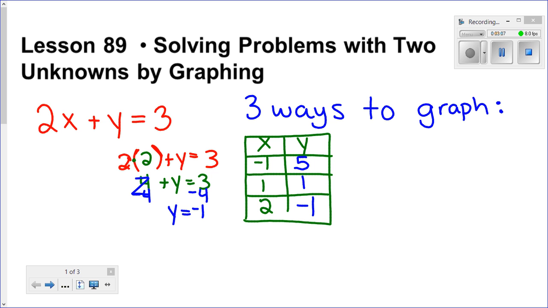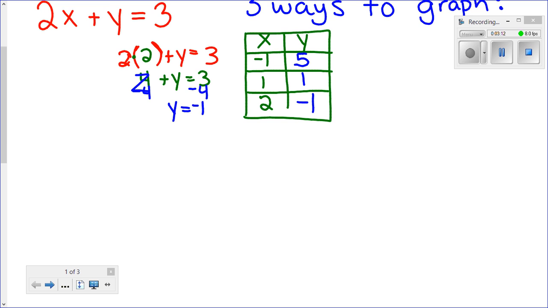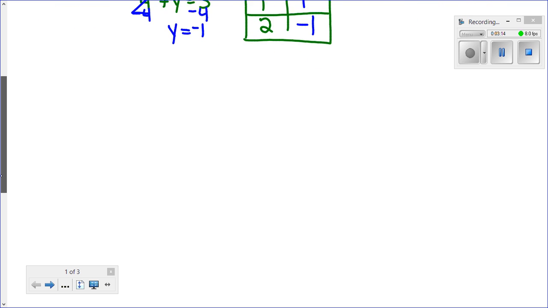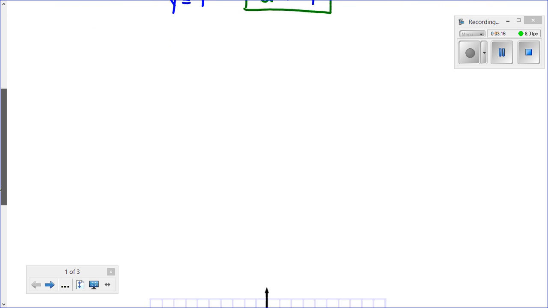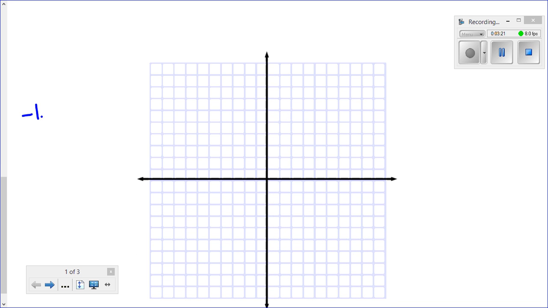Okay, so this is one way to graph a line. We now have 3 points. On our graph, we're going to put those 3 points: (-1, 5), (1, 1), (2, -1). These are our 3 points that we need to graph. So we will go to -1, then 1, 2, 3, 4, 5. Then to the right 1 and up 2, and to the right 2, down 1.